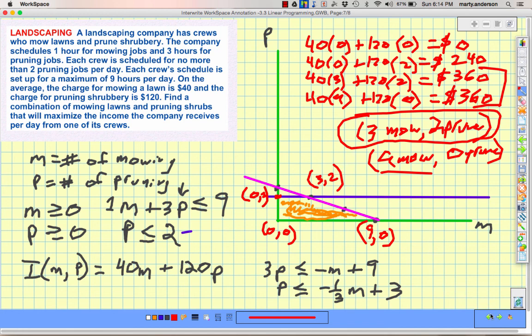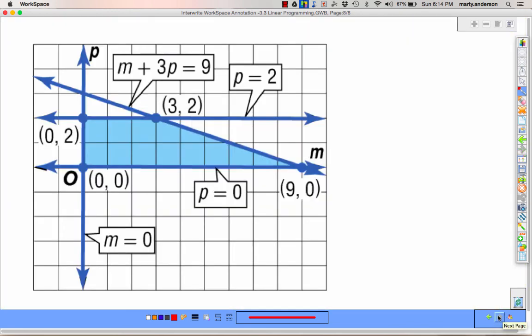If my picture is terrible, this is what it would look like if you drew it up all pretty. My constraints are the lines, and you can see my corner points, and that is pretty much it.